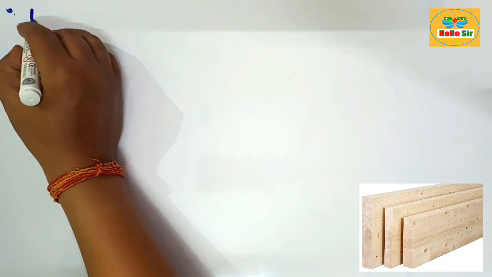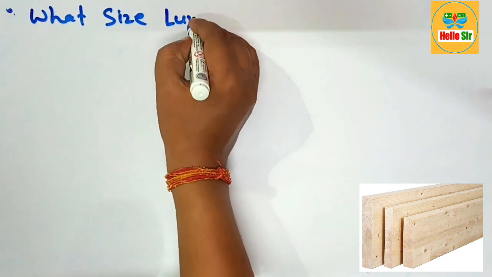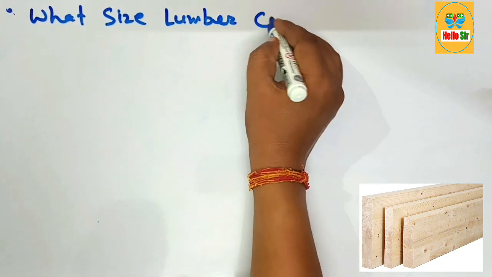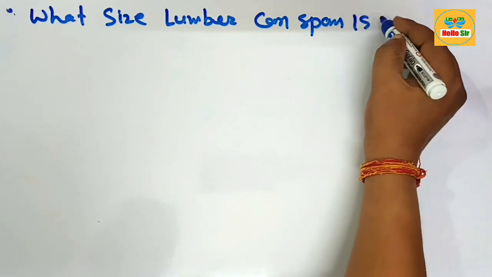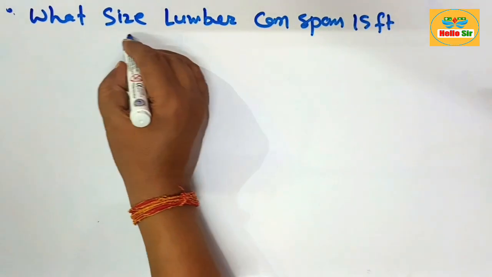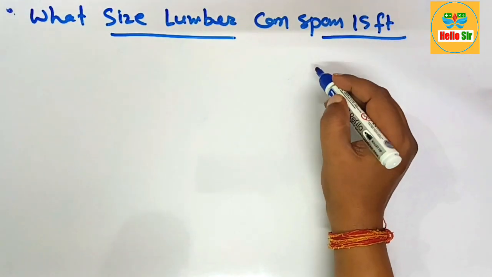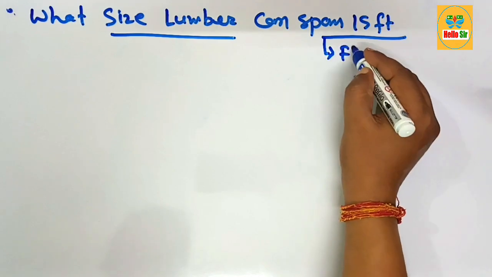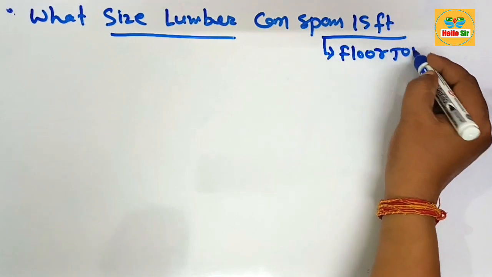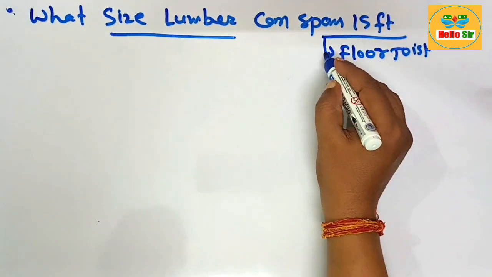Video, you know about what size lumber can span 15 foot distance. You have to determine the lumber size required to span 15 foot distance, and lumber can be used as floor joist. It means what will be floor joist size required to span 15 foot distance.